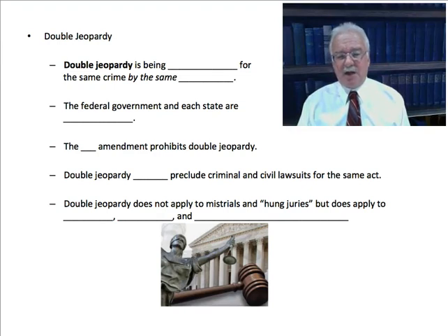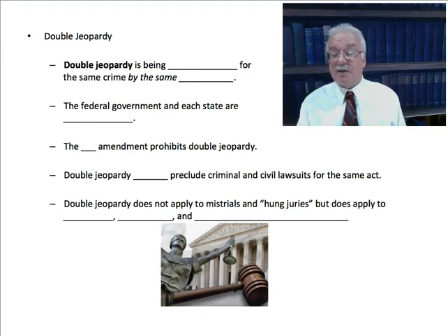So it's only double jeopardy when the same sovereign tries you twice. The federal government and each state, again, are sovereigns. So that's where that comes from. And it is the Fifth Amendment that prohibits double jeopardy. Double jeopardy does not preclude criminal and civil lawsuits for the same act.